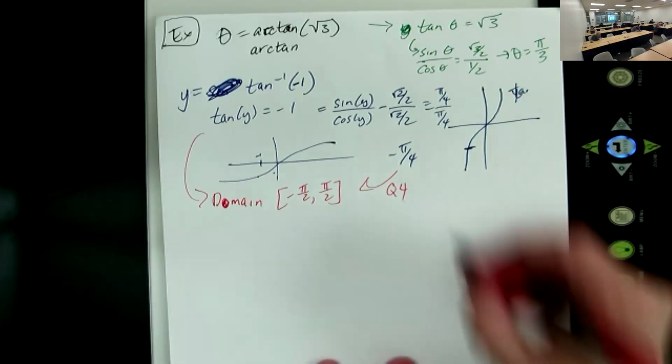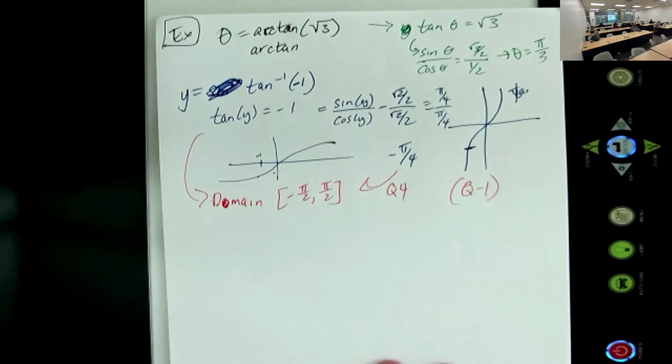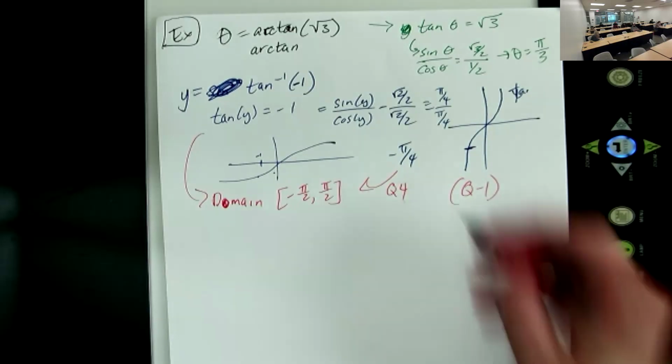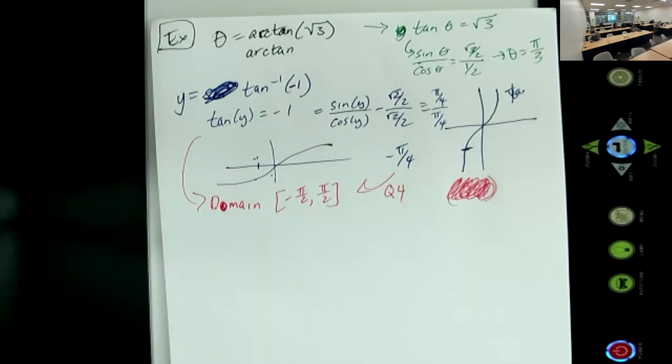Or quadrant negative 1. Oh, I like that. Don't say quadrant negative 1, maybe I should not say that. I don't need you going on to calculus teacher and taking it with someone else. Mr. Jones said quadrant negative 1 and they just go ape.